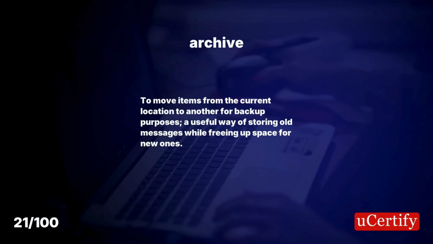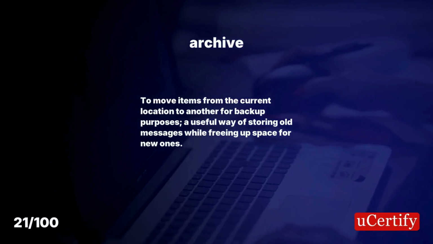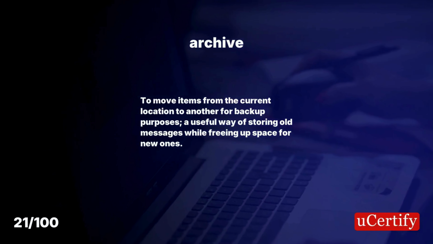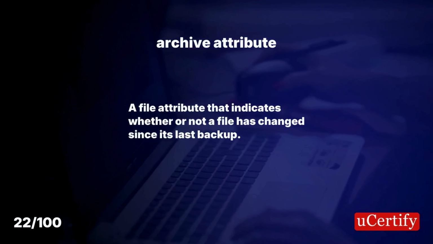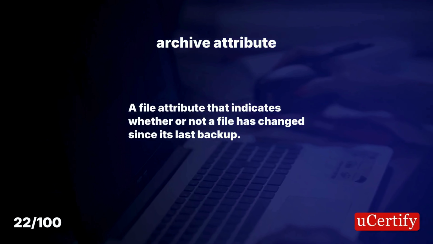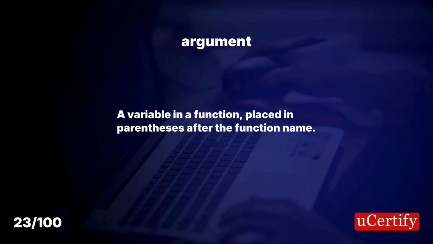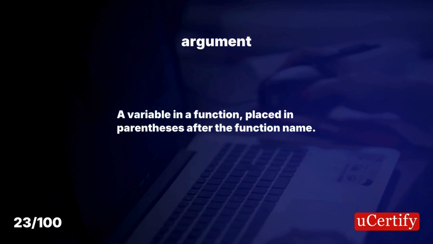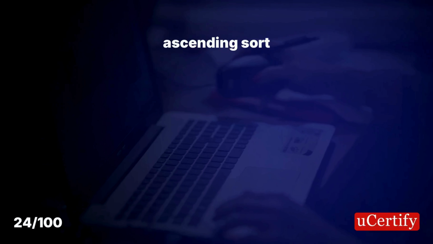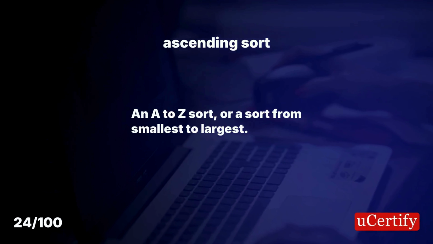Term: archive. Definition: to move items from the current location to another for backup purposes, a useful way of storing old messages while freeing up space for new ones. Term: archive attribute. Definition: a file attribute that indicates whether or not a file has changed since its last backup. Term: argument. Definition: a variable in a function placed in parentheses after the function name. Term: ascending sort. Definition: an A to Z sort or a sort from smallest to largest.